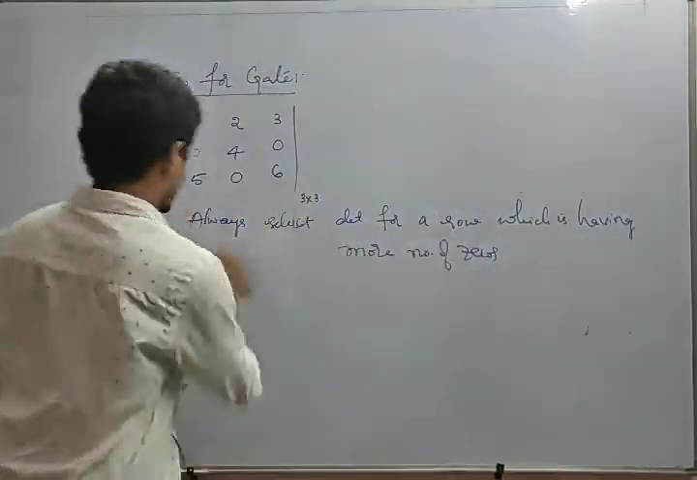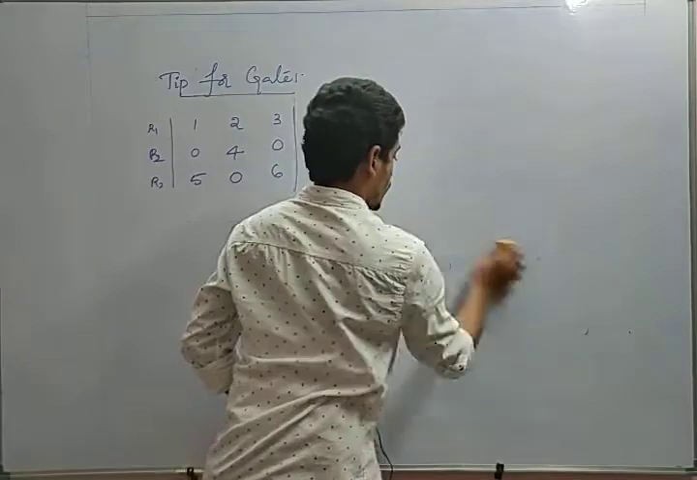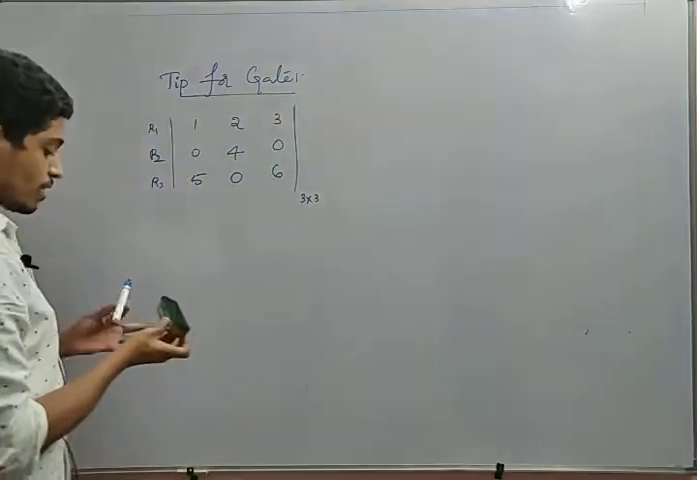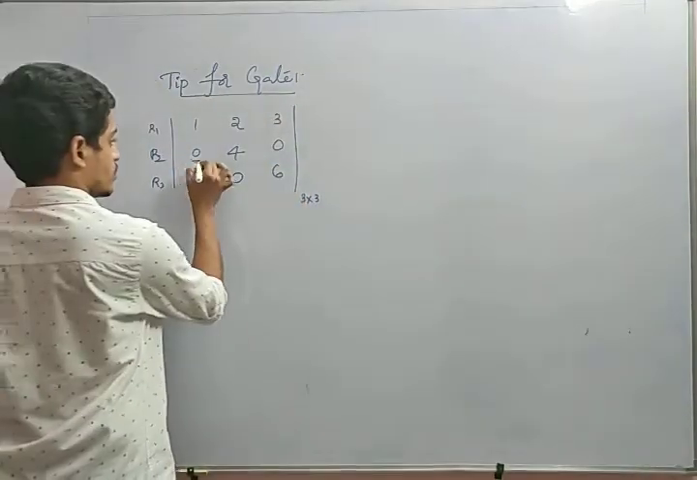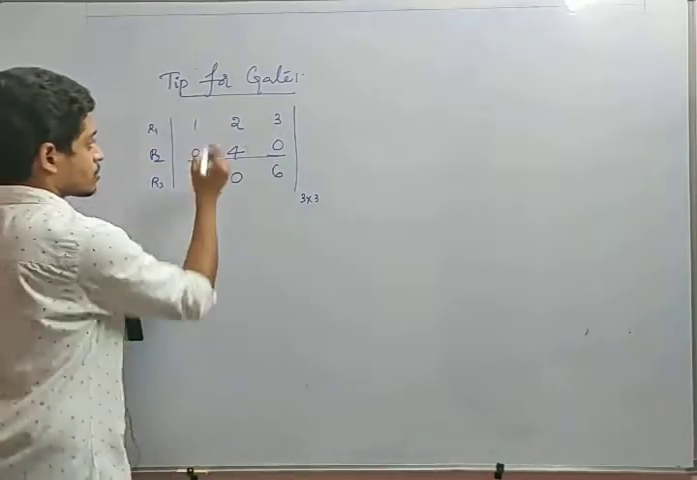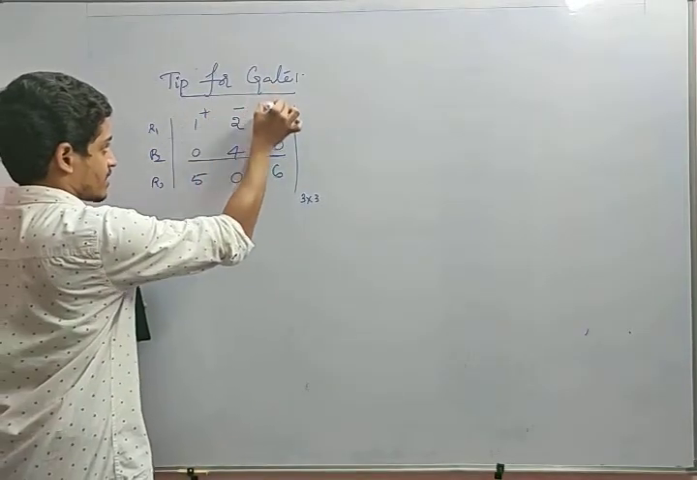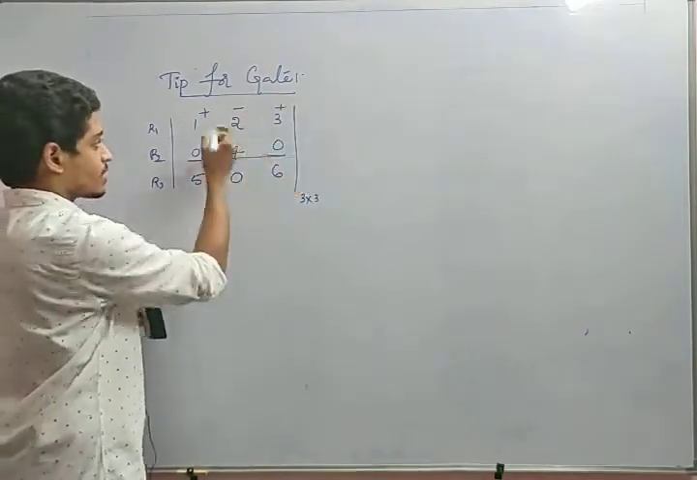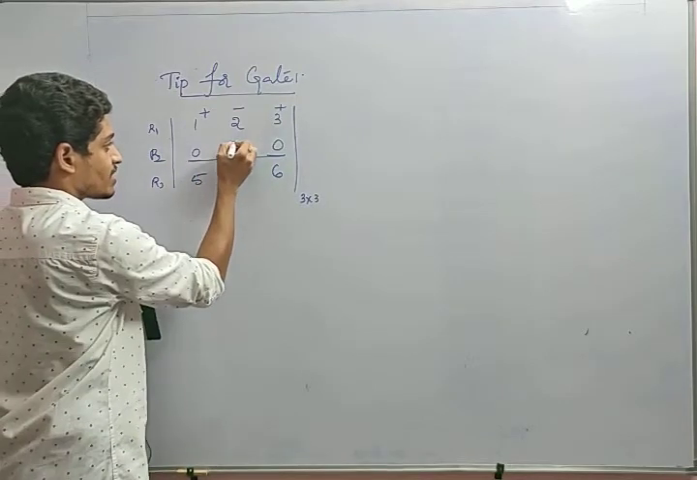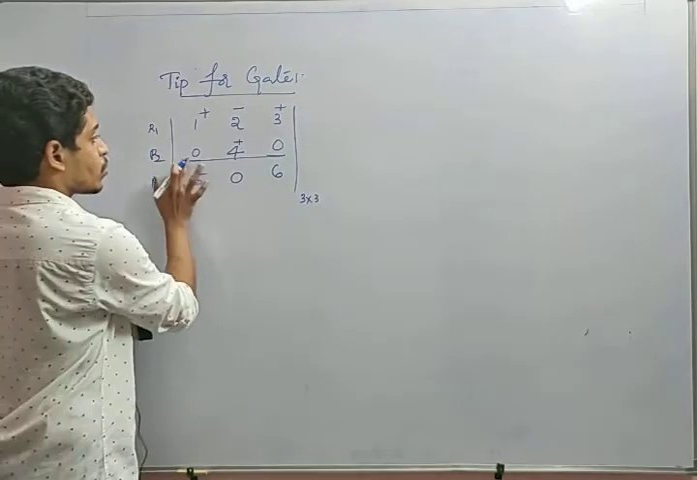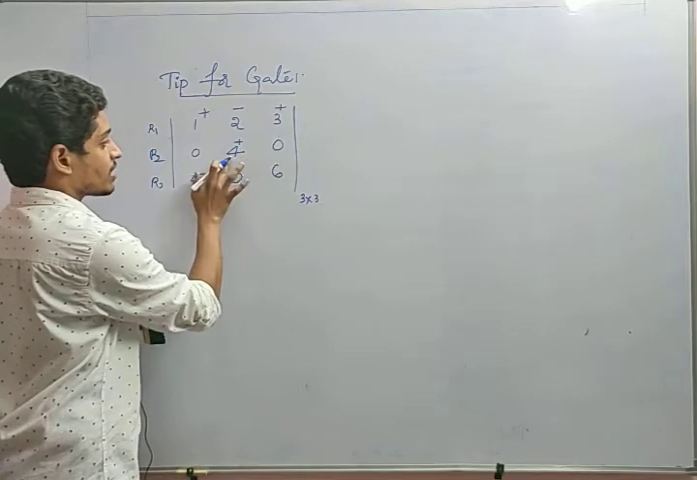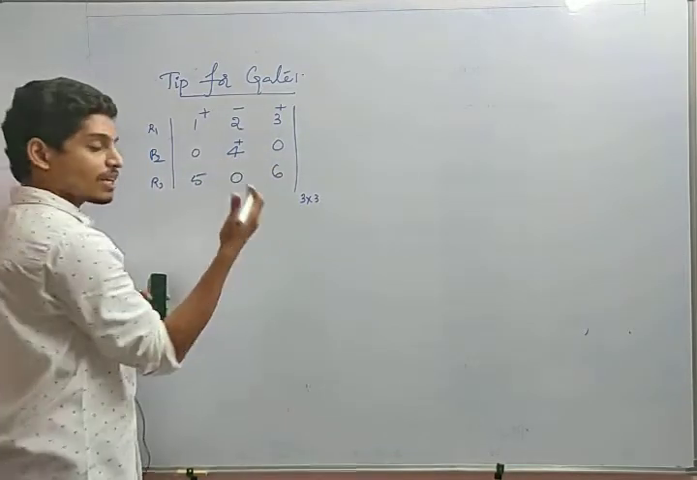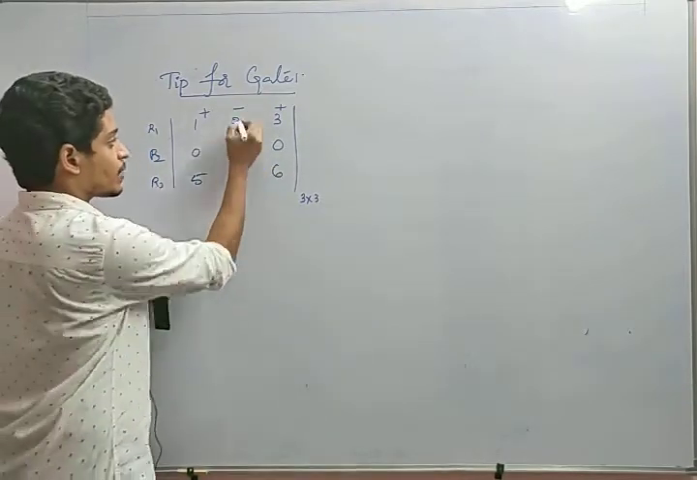See friends, listen carefully. Which row has more number of zeros? This one, row 2, right? So this is plus, this is minus, and this is plus. These are the cofactor signs. Here minus means definitely it will be plus, right? So no need of calculating the determinants for the 0, 0 elements. Automatically it will become 0. So calculate only for 4.